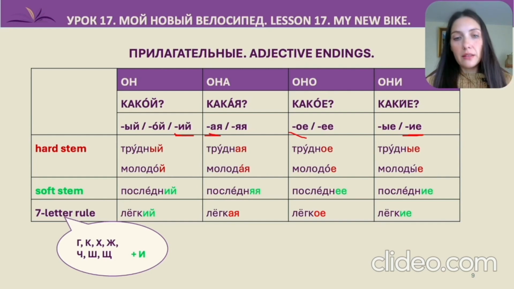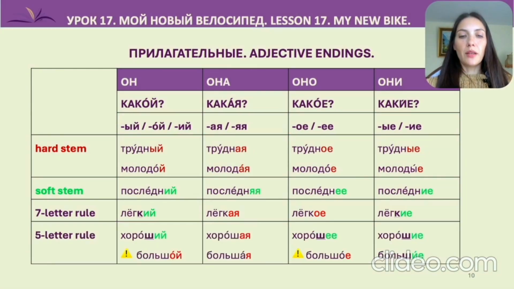There are a lot of words like this. Let's look at this example. Легкий, easy, light. Легкий, легкий. Легкая, легкое, легкие. You see that here we use и because of the 7-letter rule, but here we don't change anything. A lot of words use К before the ending, like русский, английский, испанский, and some other words like тихий, quiet, or горький, bitter, and some others.